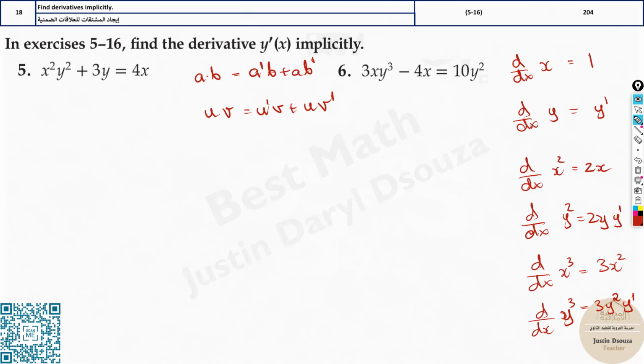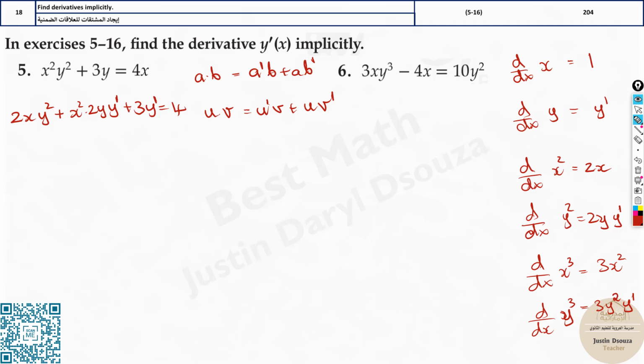So what is the derivative of the first term? It'll be 2x. And what is this? The second term will be written as it is, plus, what about the second part? The first term will be written as it is, and now we derive y squared to get 2y. But don't forget, whenever we derive y, we have to multiply it with y prime, plus 3y prime, equals 4. Why only 4? Because x will be 1.